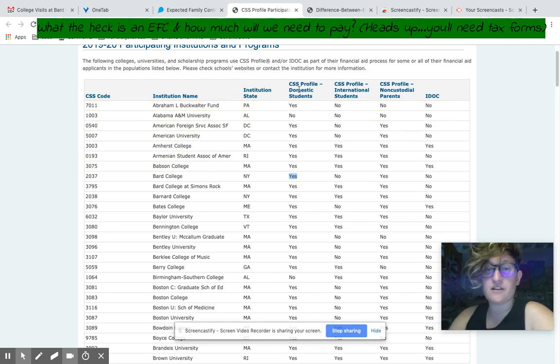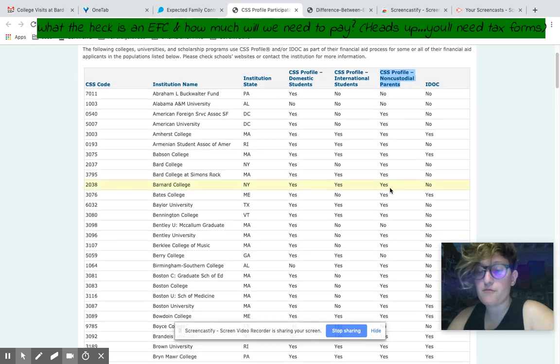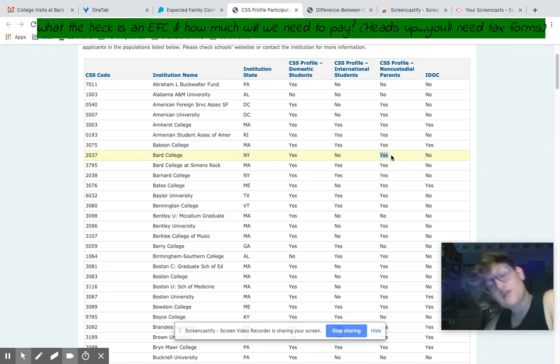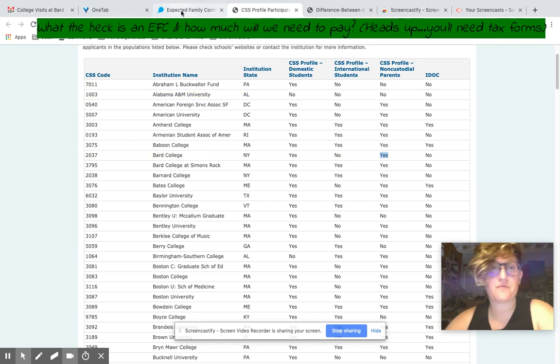So you're going to have to fill out an additional form, and you're going to want to pay attention to that institutional methodology number. This is really important if you are in a divorced household, a household where there is a non-custodial parent. Many of these schools request information for that parent. So Bard College, in addition to using the institutional methodology, also asks for information from the non-custodial parent. So when I fill out this form, I want to include an estimation of how much money my non-custodial parent makes. That's a big difference. But you can ask your CTO advisor more about that.